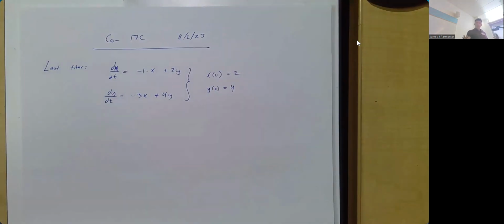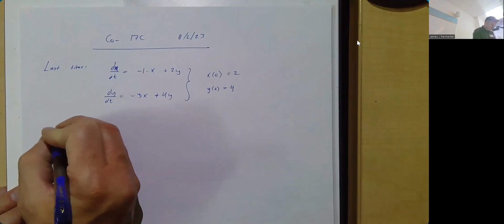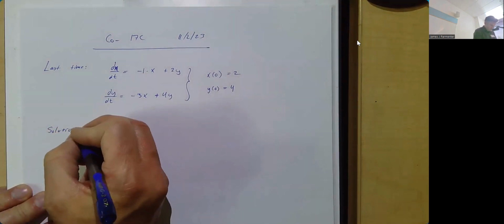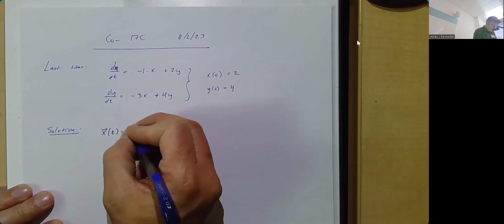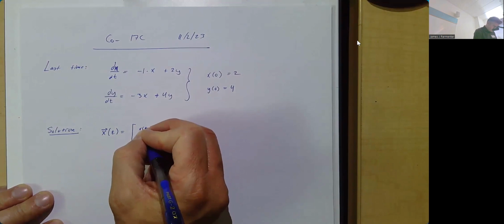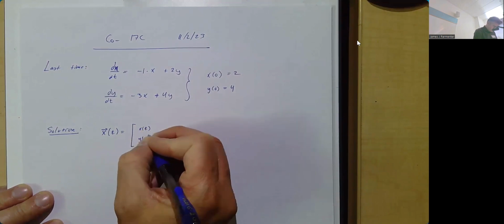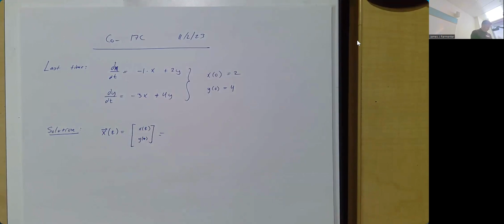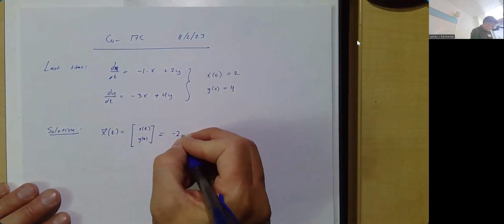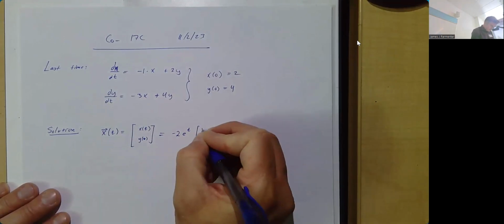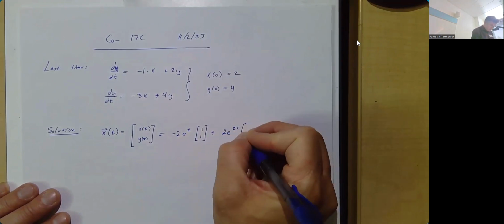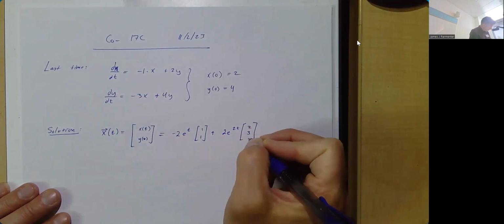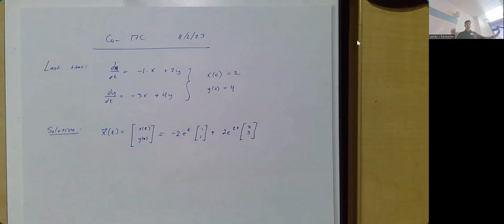And we found the solution to the system of linear differential equations. The solution was the vector, which is just the first function x of t, the second function y of t, and it was equal to -2 e to the t times (1, 1) plus 2 e to the 2t times (2, 3). That's what we did last time.